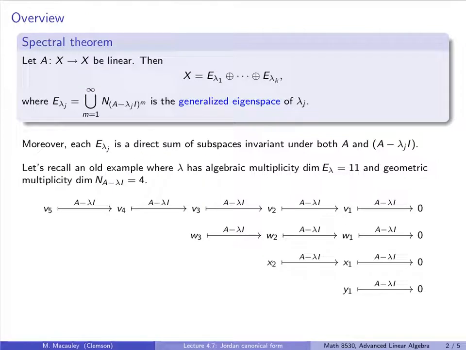As I've been doing, I will recall an old example where lambda has algebraic multiplicity 11, so that's the size of the generalized eigenspace. There's only one eigenvalue. And geometric multiplicity 4. That means there are 4 eigenvectors. So recall this example.